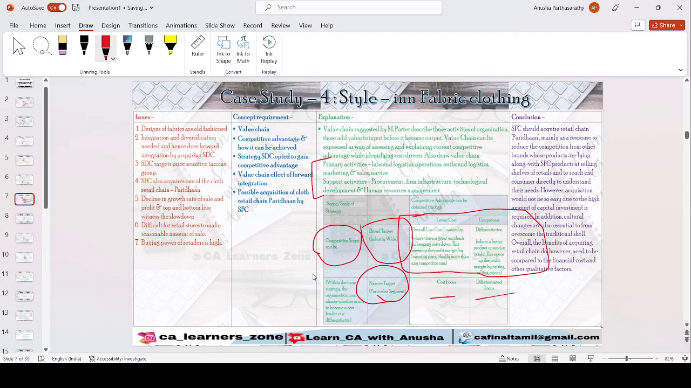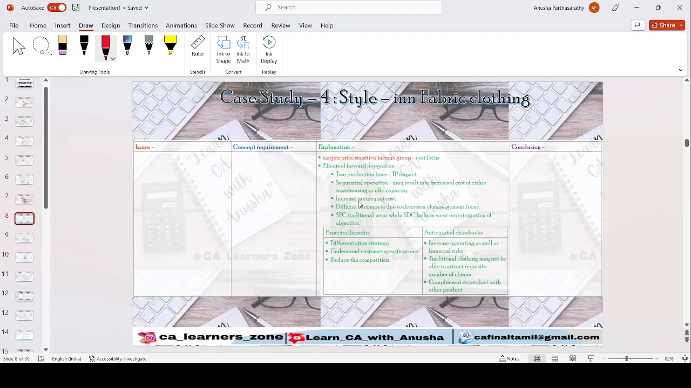What does focus mean? Focus means I'm going to focus on a particular sector of customers. If the customers are cost sensitive, that will be cost focus, and if the customers are looking for uniqueness and innovation, then it will be differentiation focus. Since it is targeting a price sensitive income group, they are going to be cost focused.